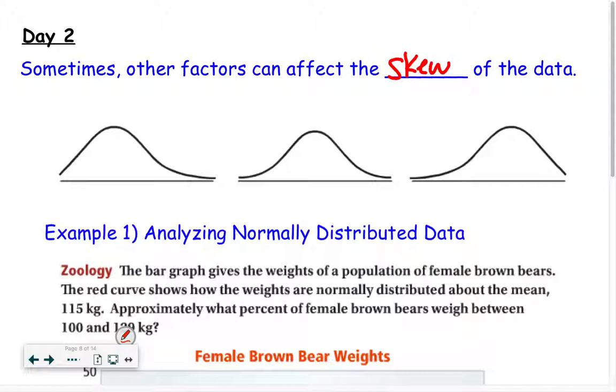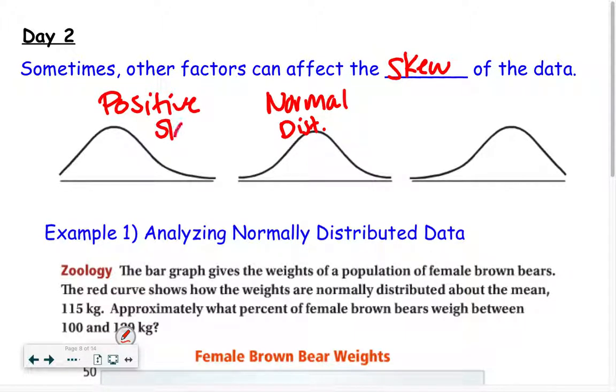Our middle one is obviously our normal distribution. It's got the bell shape. The most of the data is in the middle, whereas if you look to the left and right, most of our data is on the left or the right. Okay. So we say this has a positive skew, and this one has a negative skew.